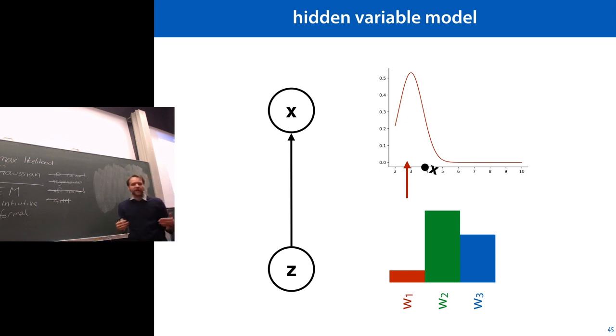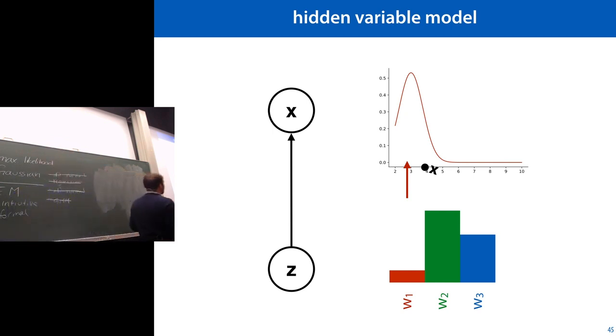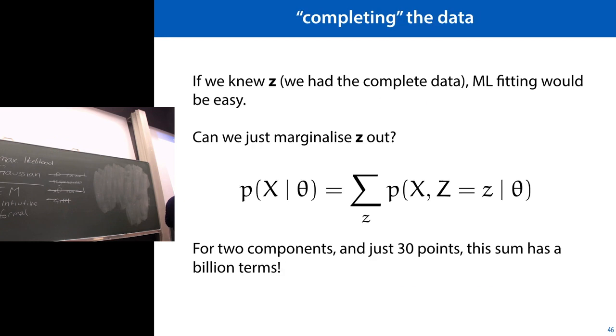And the problem with the hidden variable model is that we only observe the x's. We don't observe the z's. So we only see this, but all of these three components have some probability density here. So x could have come from any of them, but in this case it came from the red one. So what we need to do in some way is to complete the data. We need to infer what these z values were, or a distribution on these z values, given the x values, and then we can compute the likelihood.